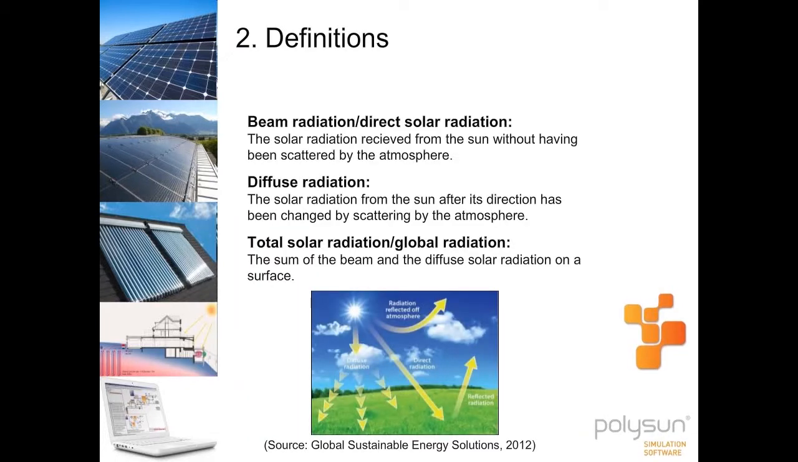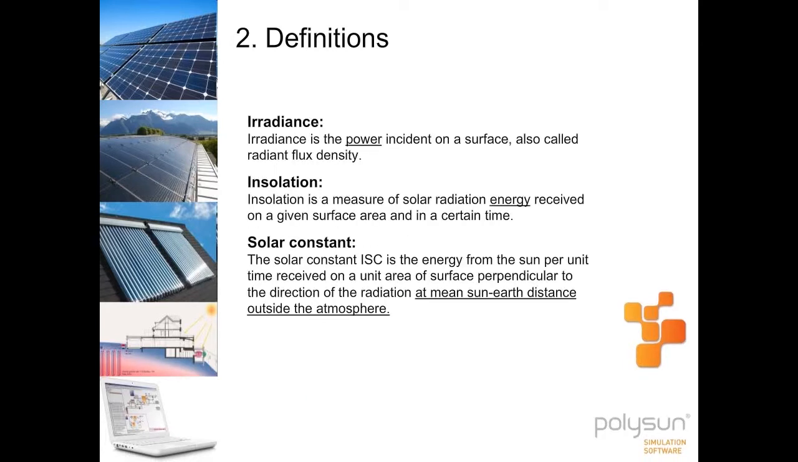Before we go ahead with the basics of solar engineering, we need to clarify a few definitions. When we talk about beam radiation, it is meant the solar radiation received from the Sun without having been scattered by the atmosphere. It is known as direct solar radiation as well. In contrast to this, diffuse radiation is the solar radiation from the Sun after its direction has been changed by scattering by the atmosphere. The sum of diffuse and beam radiation is the total solar radiation, or so-called global radiation.